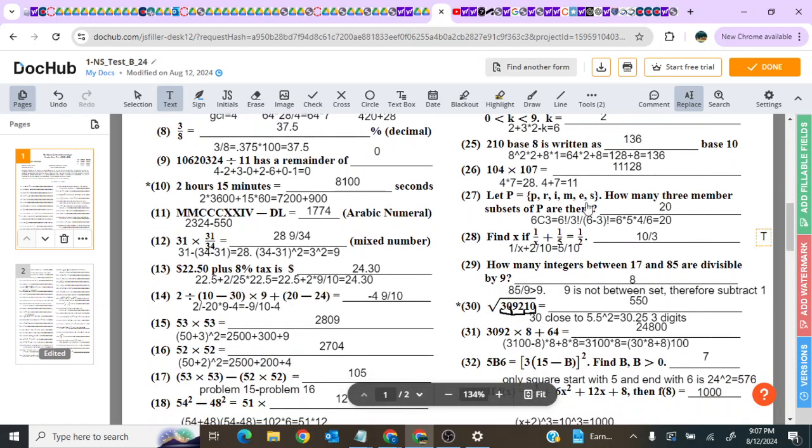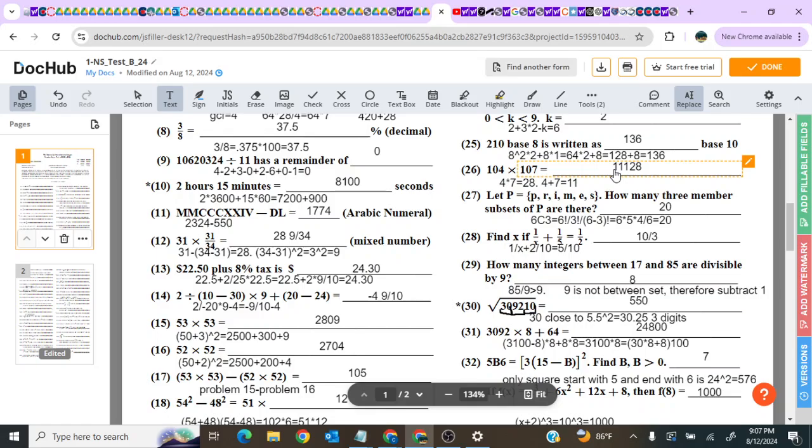104 times 107, you use your near hundreds multiplying trick. So what you do is you multiply the two places at the end. So 4 times 7 equals 28. Write that down. And then you have to add up the distance from 100 for these. So this is 4 away from 100. This is 7 away from 100. So 4 plus 7 is 11. So 111, and then the 28.